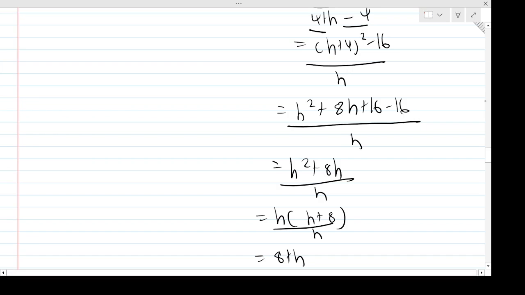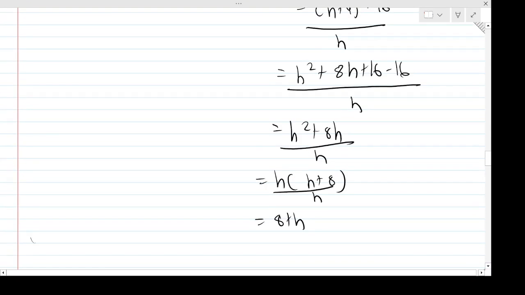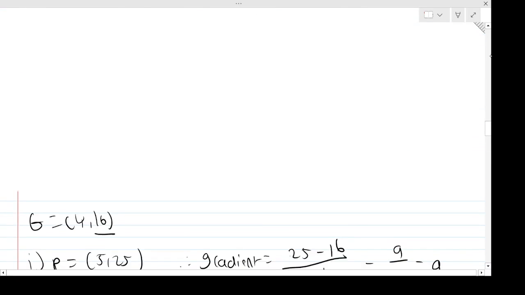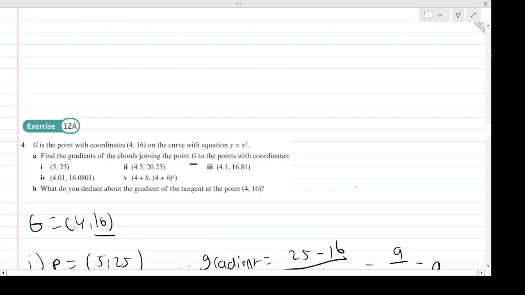Well, again, part B says, what do you deduce about the gradient of the tangent at the point (4, 16), right? So again, if we have the curve y equals x squared, let's say my point (4, 16) is here. That's the point G, right? So what's happening is we're basically measuring the gradient of the tangent of the curve at that point, right? Something roughly like that. So what's the gradient of the tangent?